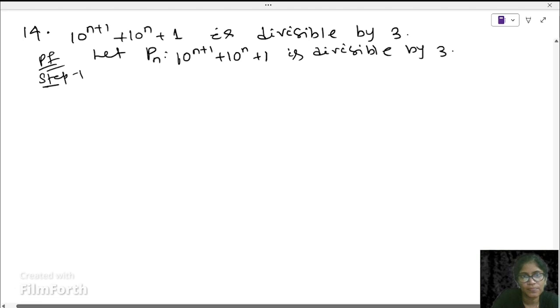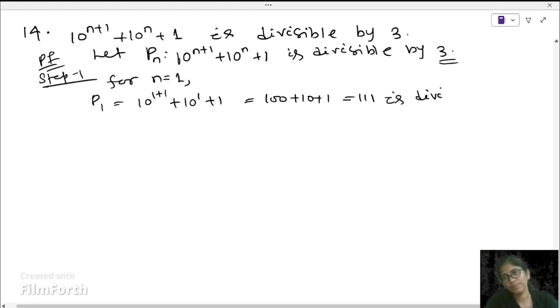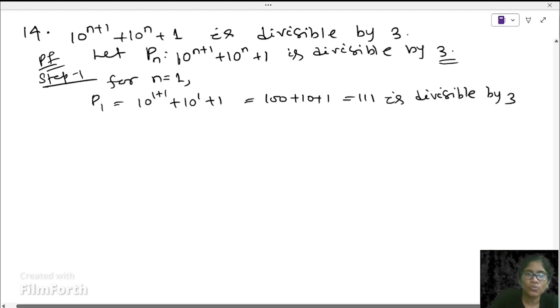Step 1. For n equal to 1, P1 is equal to 10 to the power 1 plus 1 plus 10 to the power 1 plus 1, which equals 10 squared, 100, plus 10 plus 1, is equal to 111. Now the sum of digits is equal to 3, which is divisible by 3. That means this is divisible by 3. Okay, so P1 is true. Step 2.